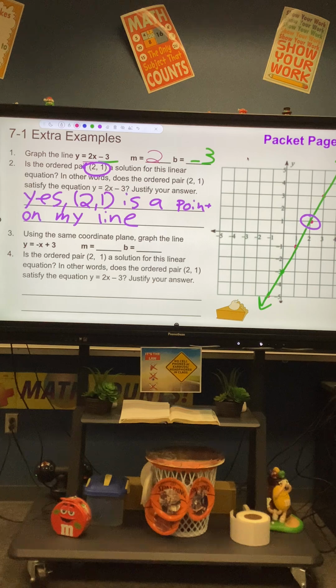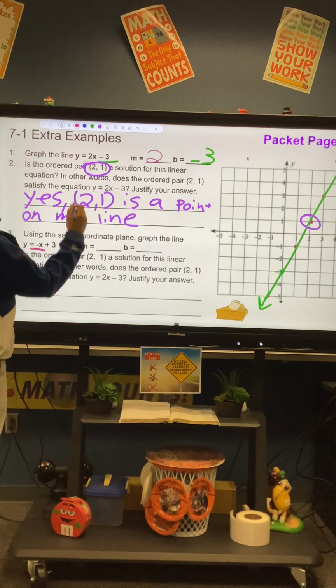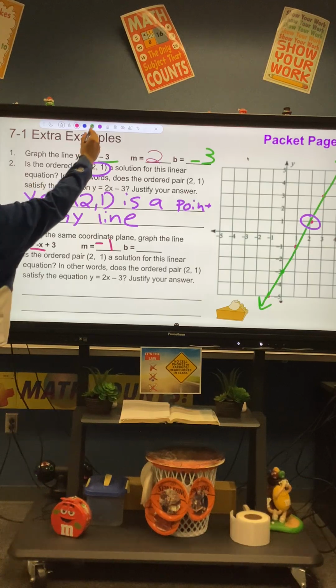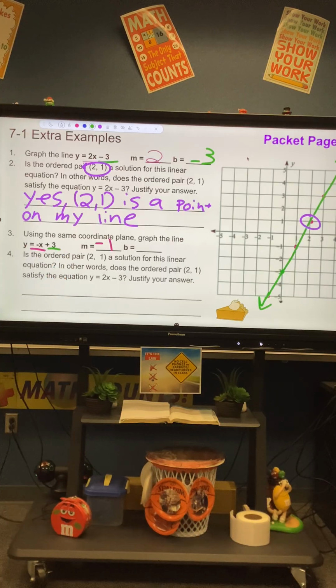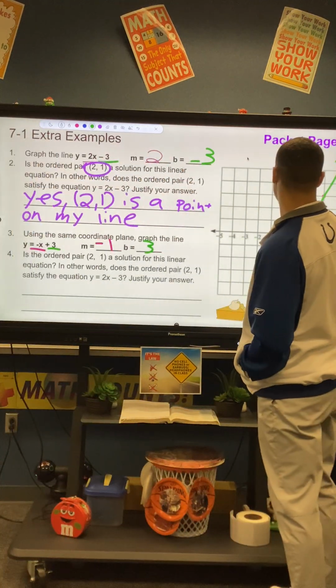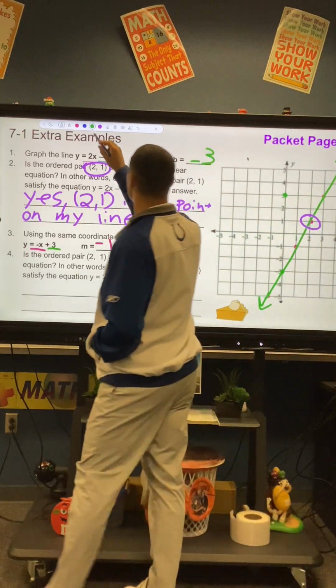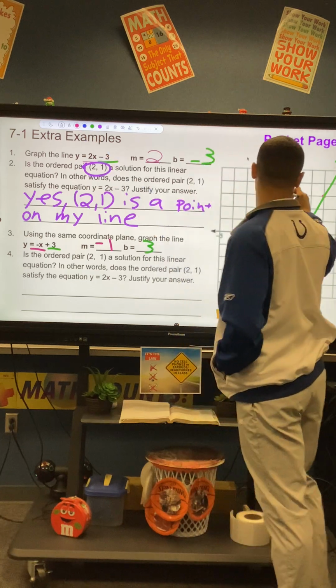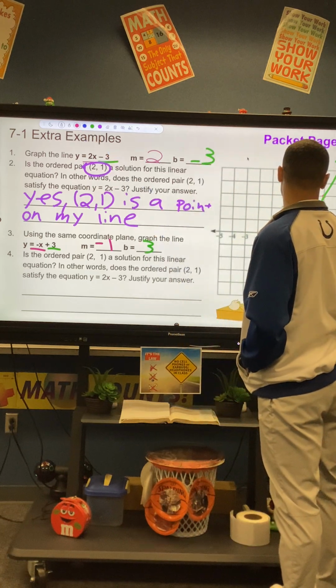For this next one, same thing, right? My m value is here. Always remember, if I just see x, it's a 1 there. So if I see a negative x, that means my m value is a -1. My b value is the number that is not attached to my x, a +3 again. So I know that for this line, I'm going to start at 0, 3. And then I'm going to have a point from here down 1 to my right 1. I'm just going to keep going.